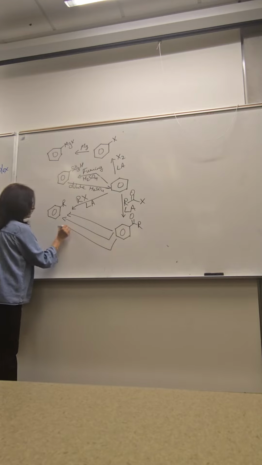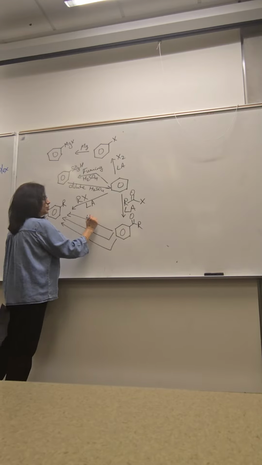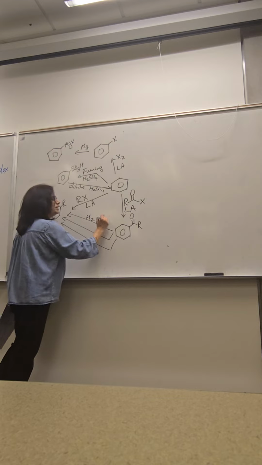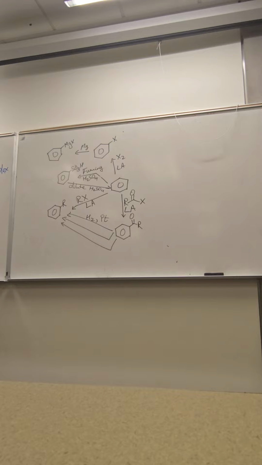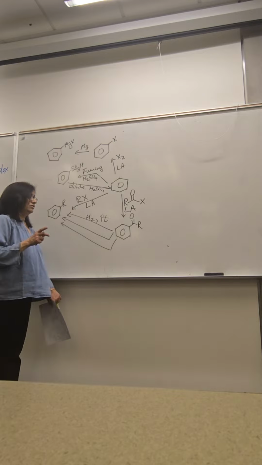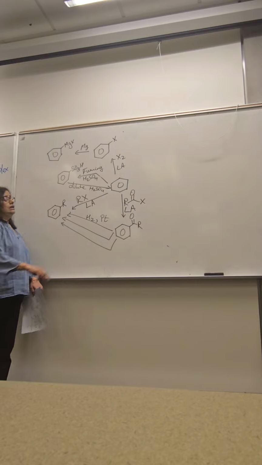H2 and Pt, or palladium or nickel. Don't be so hung up on the Pt part. It could be platinum or palladium or nickel, but the point is it's just a hydrogenation. It's pretty slow though, so it's not the best way to do it. What are the other 2 ways we could do it?